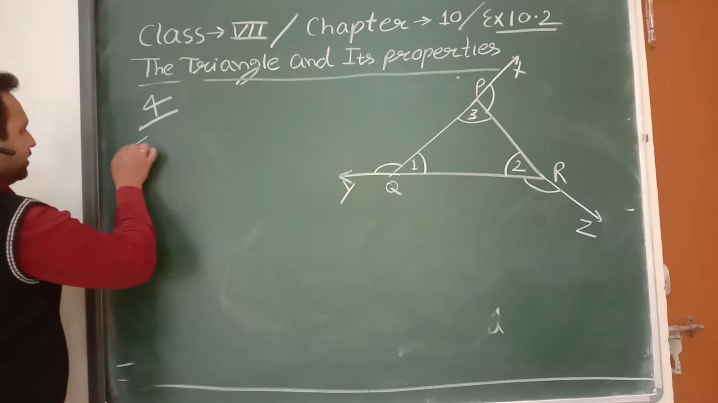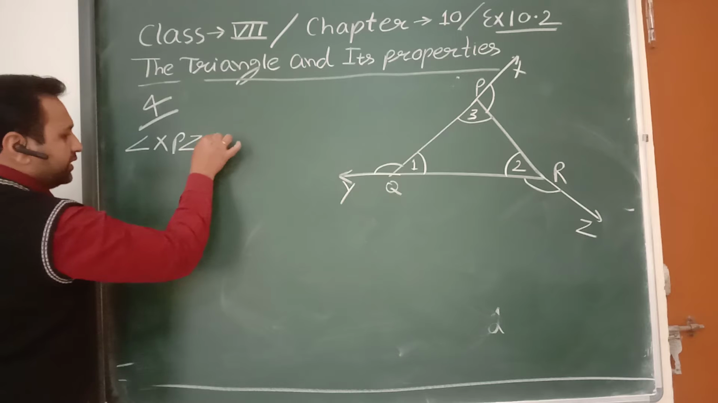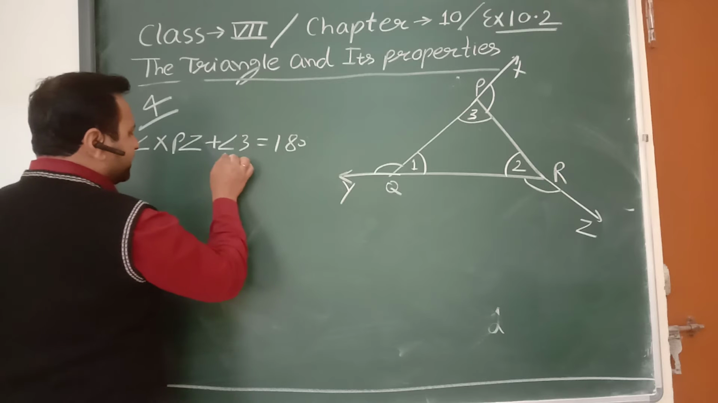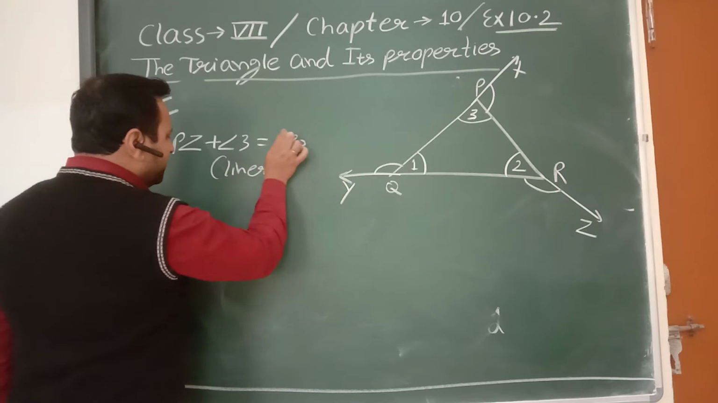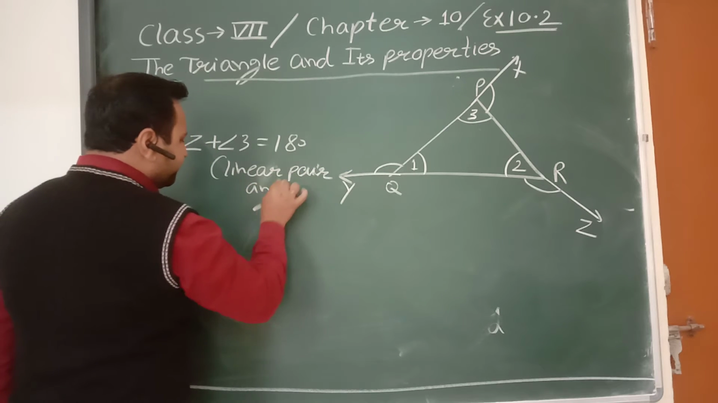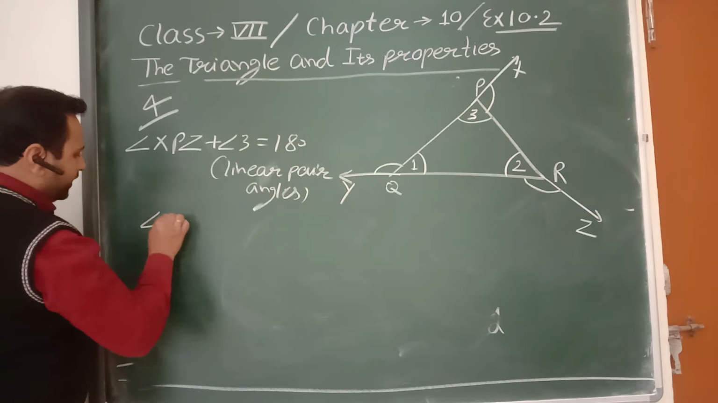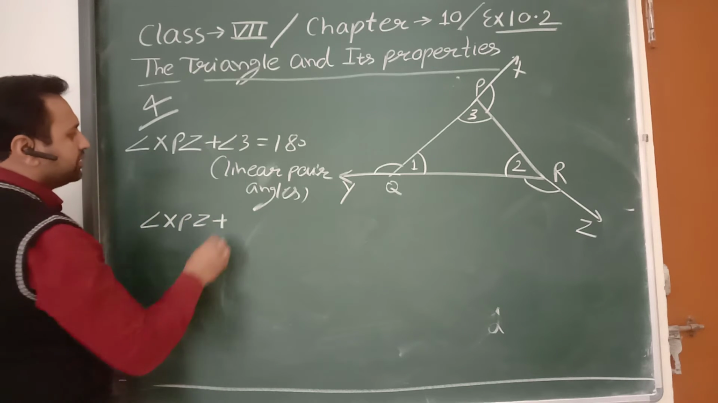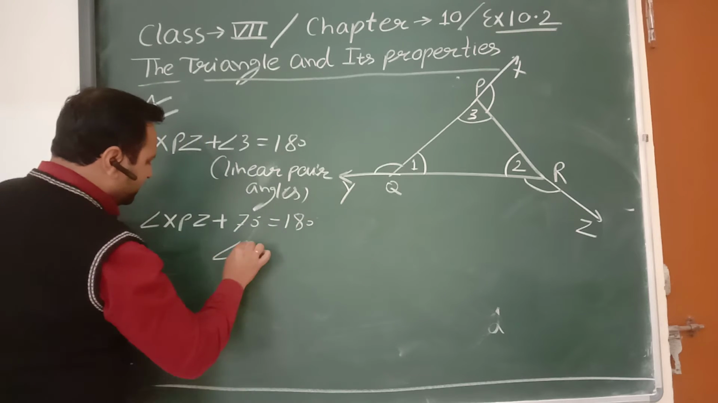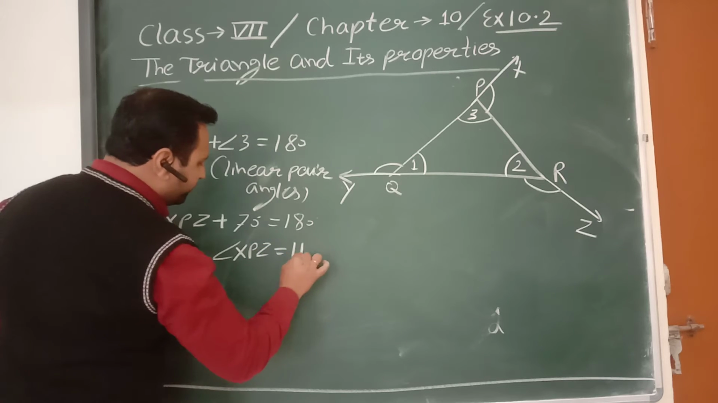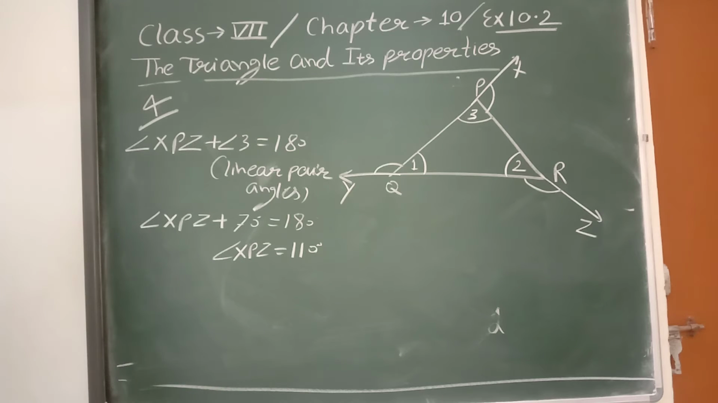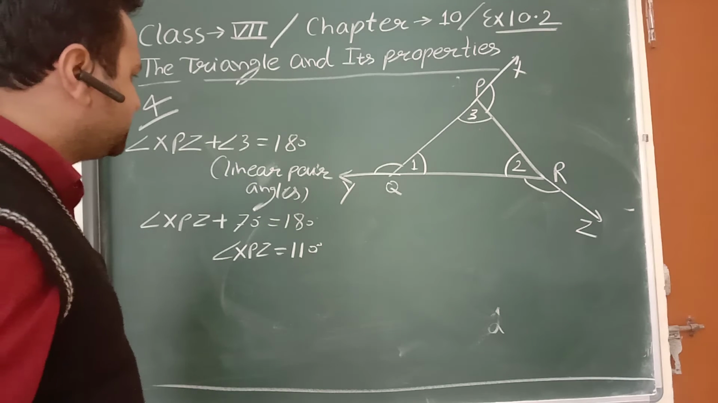So simply we can note down angle XPZ plus angle 3 is equal to 180 degrees, and in brackets, what is the property? Linear pair angles. Angle XPZ plus angle 3, which is 70 degrees, is equal to 180 degrees. So angle XPZ is equal to 110 degrees. Now similarly we can calculate the remaining two angles also using the same procedure.